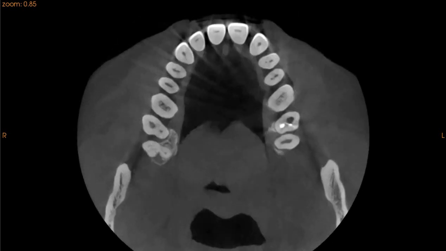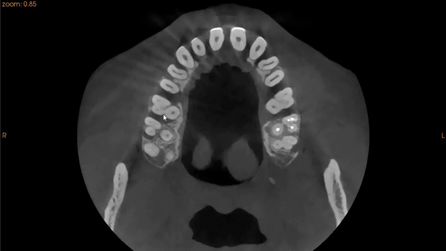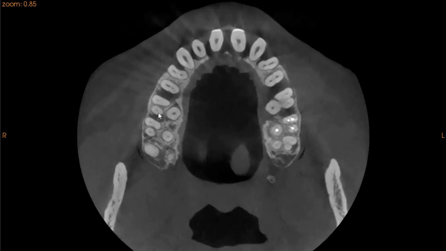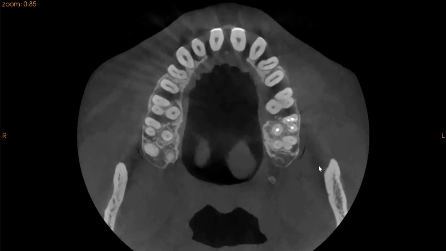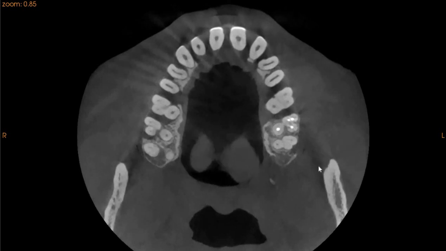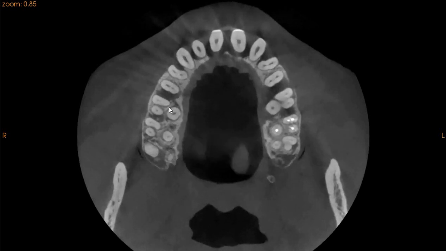Taking you to the upper aspect. So this is the upper aspect. We've got MB1, MB2, distobuccal and palatal, MB1, MB2, distobuccal and palatal. The MB2 is very faint, but it is definitely present in these teeth.